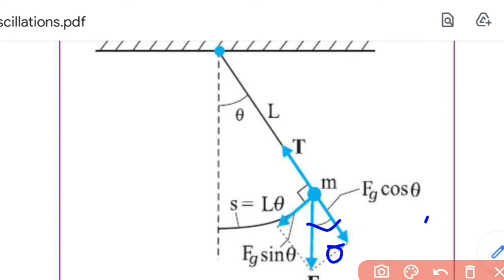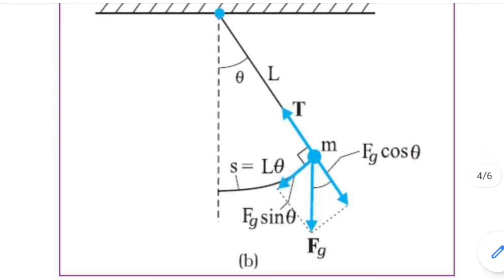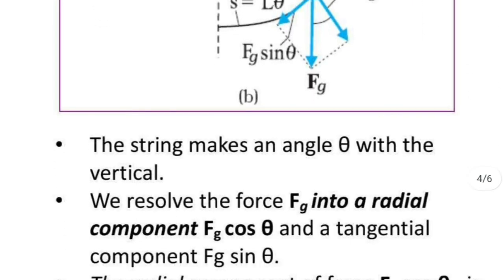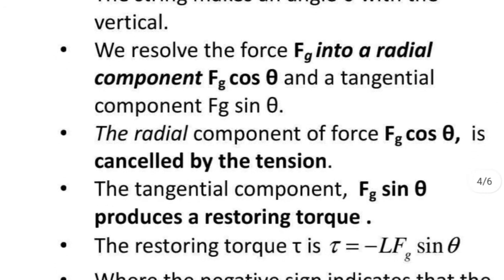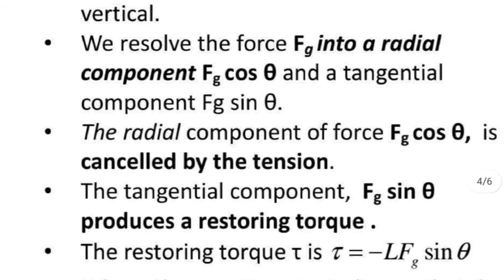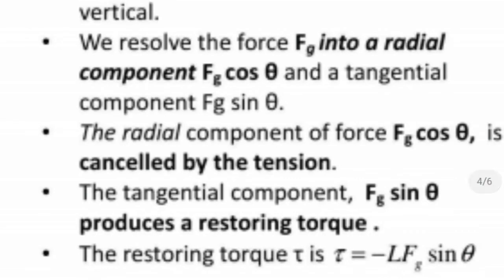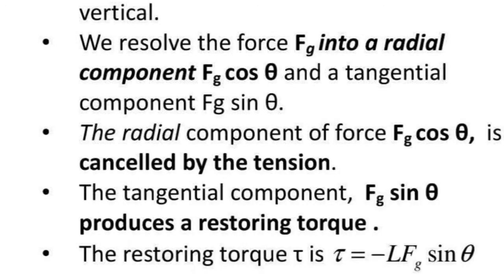Now in equilibrium, we have the two forces acting in the opposite direction. So those two forces get cancelled since it is in equilibrium. So the component Fg cos theta is cancelled by the tension. Now we have the tangential component, that is Fg sin theta. Actually, this Fg sin theta will be producing a restoring torque.